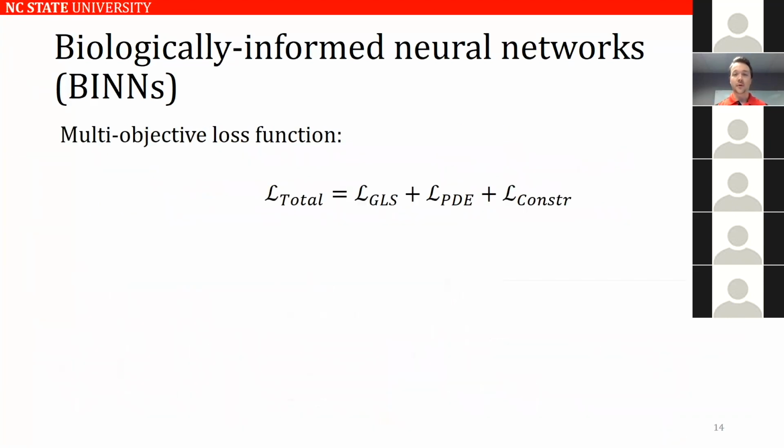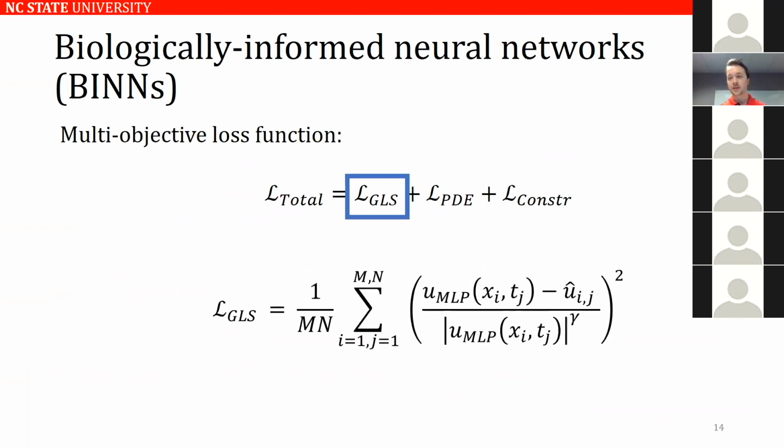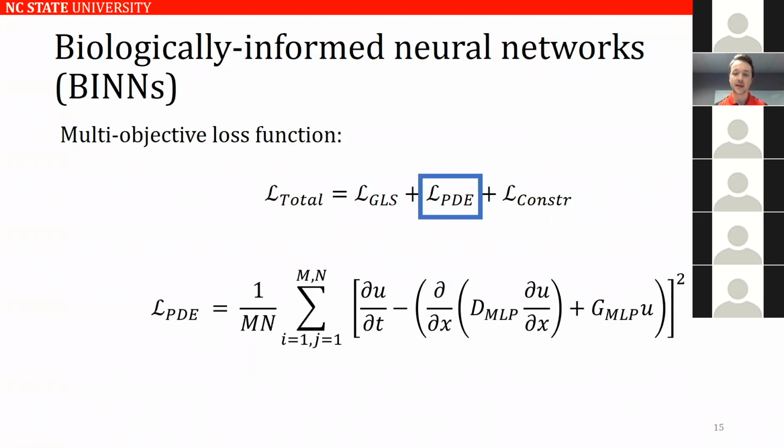So biologically informed neural networks, or BINs, are trained using this multi-objective loss function. So L total is the total loss, and it's made up of 3 components. So first is the generalized least squares error component of the loss function. And as you saw in John's talk here as well, this is just least squares in the numerator. And then to account for the statistical error model, we also divide by the cell densities U raised to the gamma. And then added to that is the PDE error.